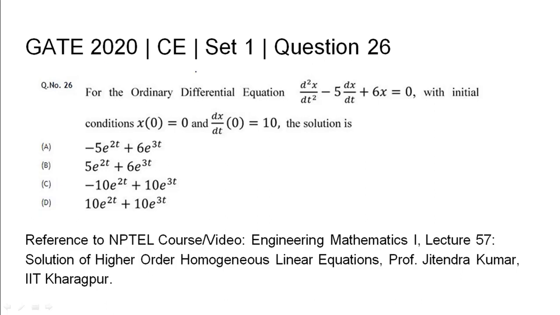GATE 2020 Civil Engineering Set 1 Question 26. For the ordinary differential equation d²x/dt² minus 5 dx/dt plus 6x equals 0, with initial conditions x of 0 is 0 and dx/dt of 0 is 10, the solution is. Four options are given. The relevant NPTEL reference has been listed.